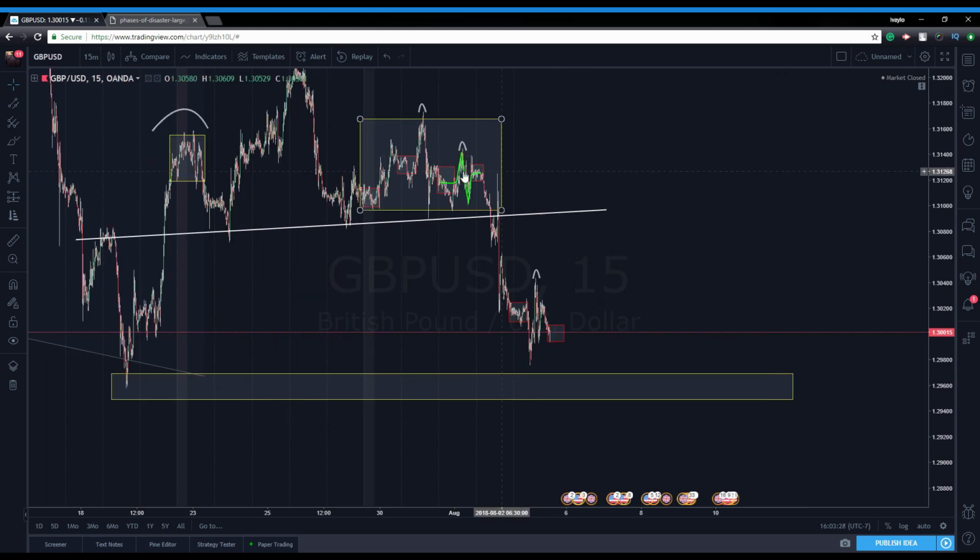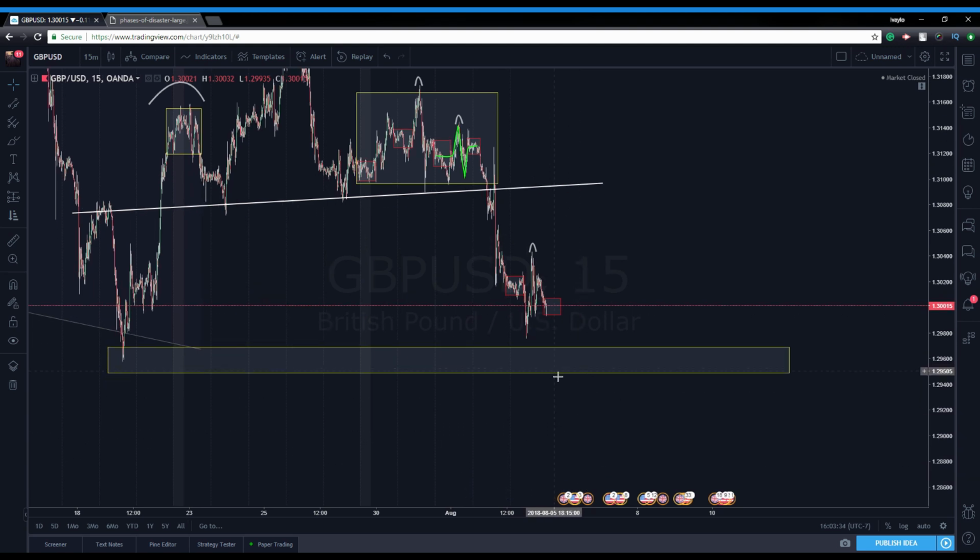You can be profitable right now, and you try to catch another move to the downside, but don't add to your positions in this area right here, even if it looks like it's breaking to the downside, unless you have a nice solid confirmation.